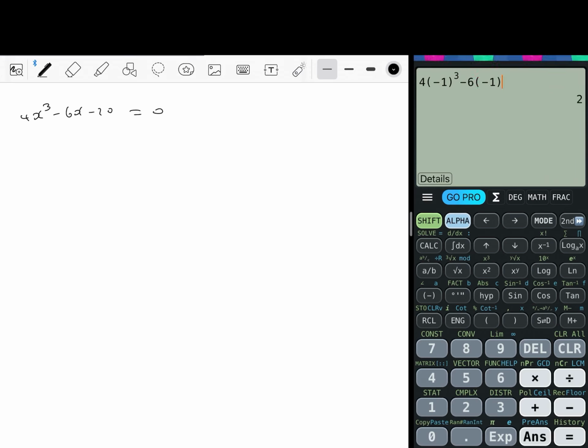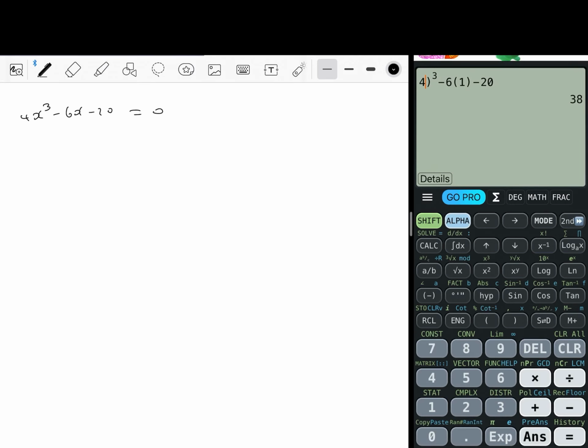You can start with minus 1, so it's just a trial and error method. If you put minus 1 in this equation, you get negative 18. So that's not 0. A value, if you put it in, you must get 0. So let's change it and put in plus 1. We get negative 22, so it's not 0.